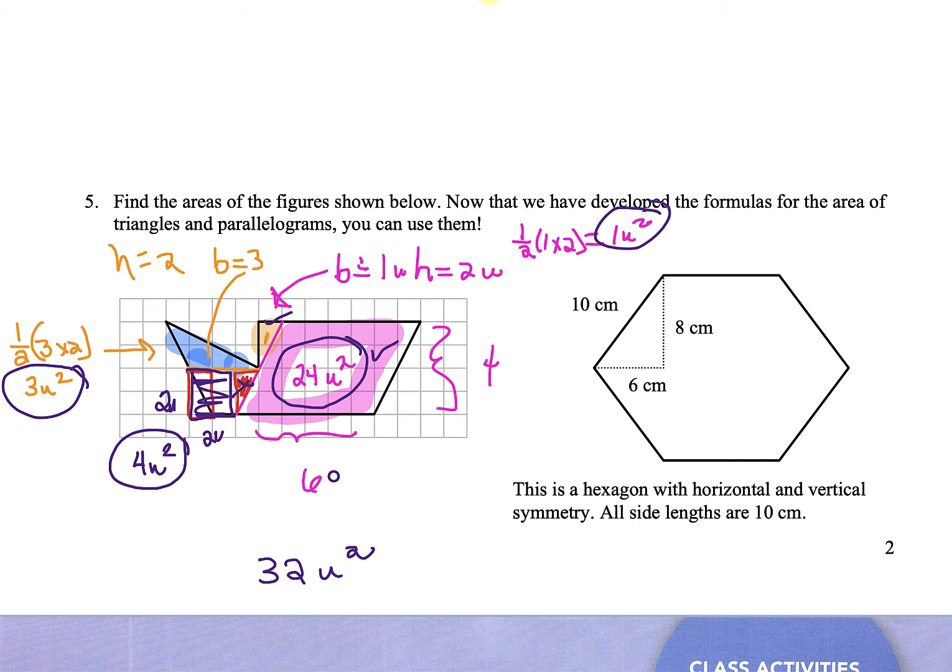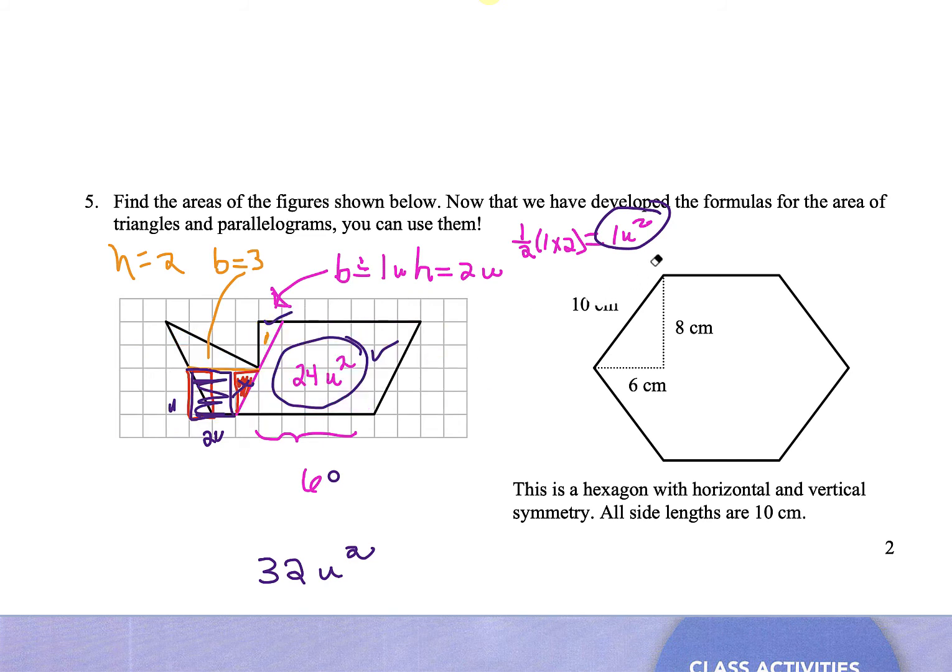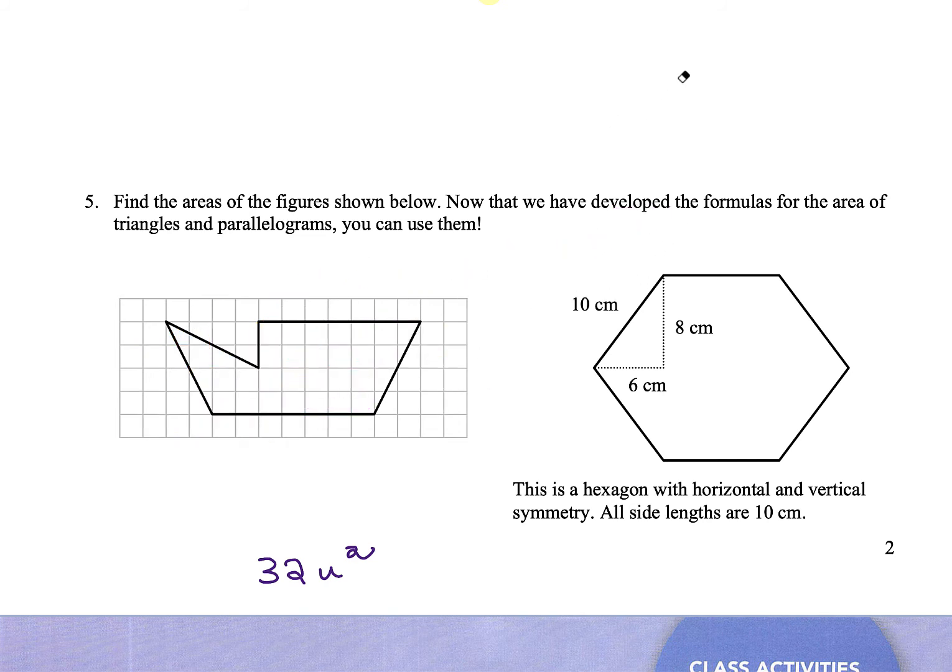So let's erase all of this except for our total. So now we've erased all of that. By breaking it up in pieces, that's one way to go, and we came up with 32 square units. But let's do another thing.